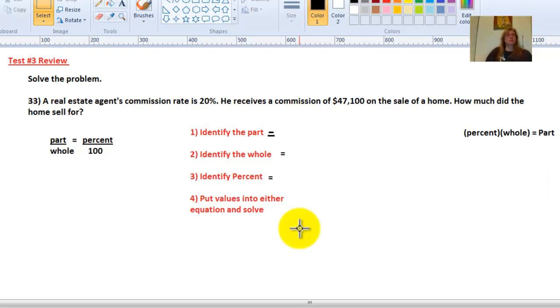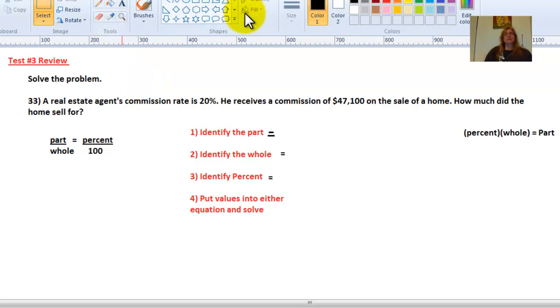Alright, this is problem 33, and it says a real estate agent's commission rate is 20%. He receives a commission of $47,100 on the sale of a home. How much did the home sell for? So with this problem we're identifying part, whole, and percent, and we can use two different equations to solve it.